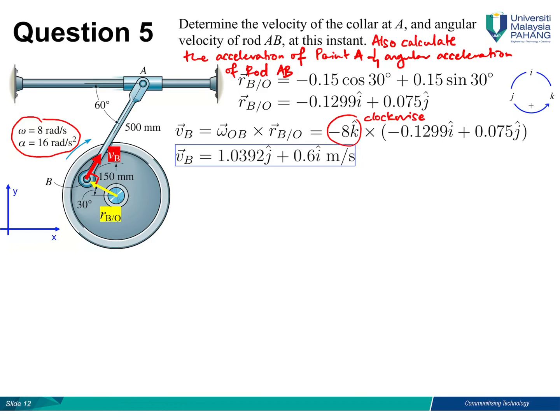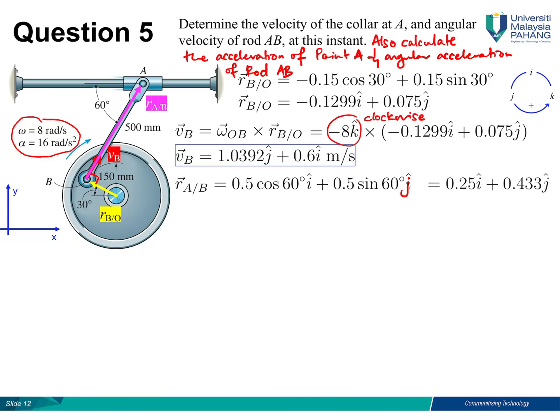Then we can proceed with the general plane motion part. We need to know RA/B. It is given the length 0.5 meters. So you do cos 60 degrees for I, sine 60 degrees for J. This is a spelling mistake; this should be J. So you have 0.25 I and 0.433 J. That is for RA/B.